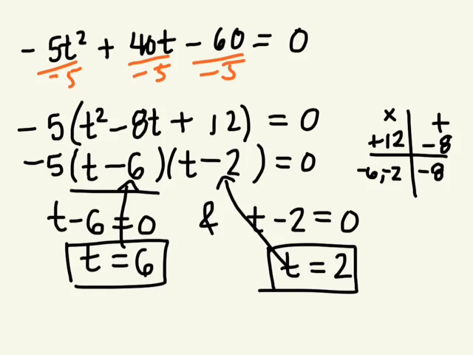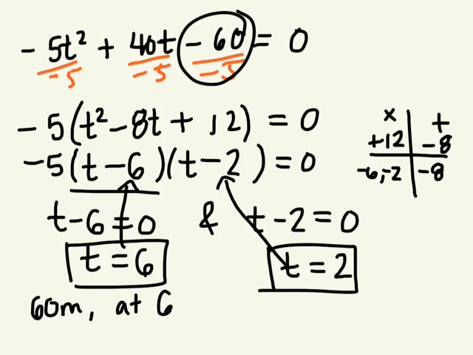Sorry, it's not an x-intercept. I didn't mean to say that. Okay, the question said, when will it reach a height of 60 meters? That's why we added this into the equation. So the rocket will reach a height of 60 meters at 6 seconds and at 2 seconds. And I'll show you a picture of what this looks like so that it will make more sense.